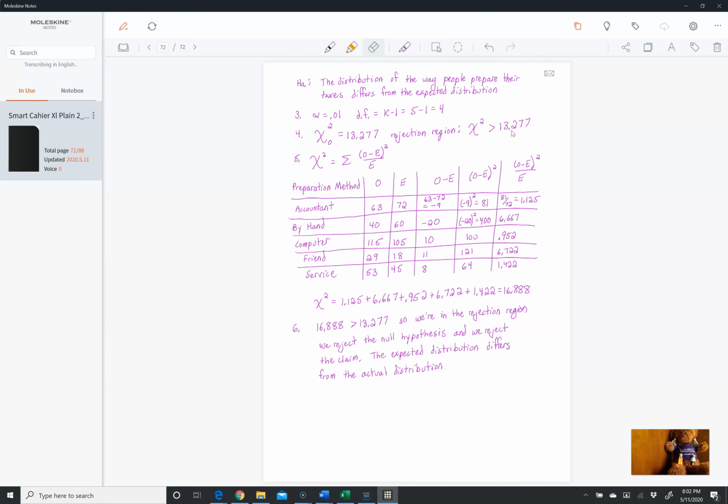Okay, let's take another one. You can see that these are only long to do because we have to calculate that chi-square.